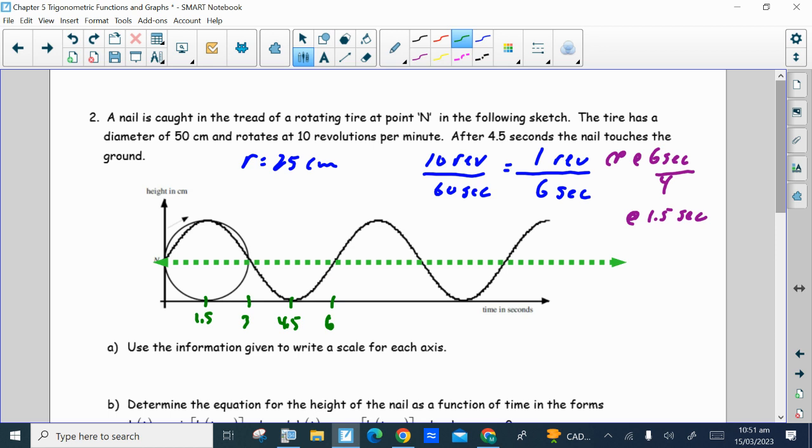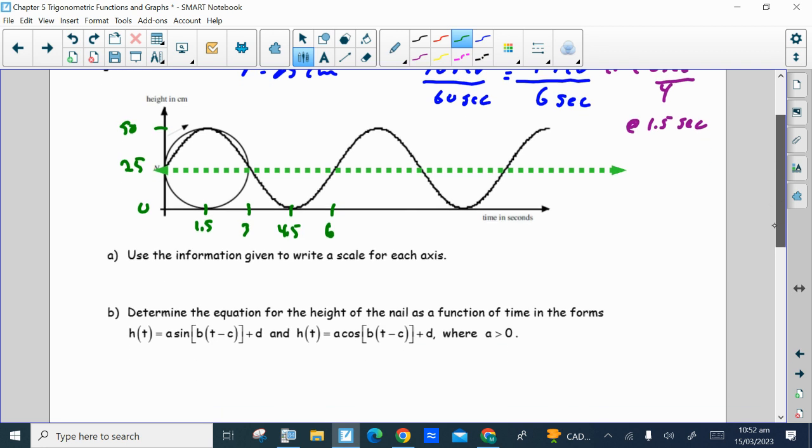So we've already answered part A. We've used the information given to write a scale for the x-axis. Now we will do the same thing in the y-axis. Because the diameter is 50, it'll go from 0 up to a maximum of 50, which means the horizontal midline is at 25, halfway up. So we've now completed part A. We've written a scale for each axis.